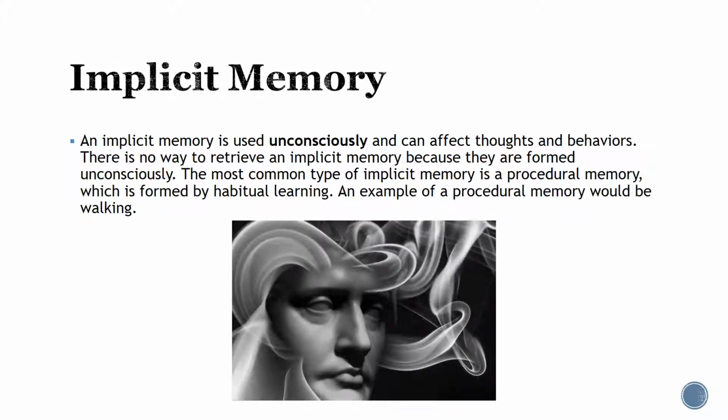memories. An implicit memory is used unconsciously and can affect thoughts and behaviors. There is no way to retrieve an implicit memory because they are formed unconsciously. The most common type of implicit memory is a procedural memory, which is formed by habitual learning. An example of that would be walking.